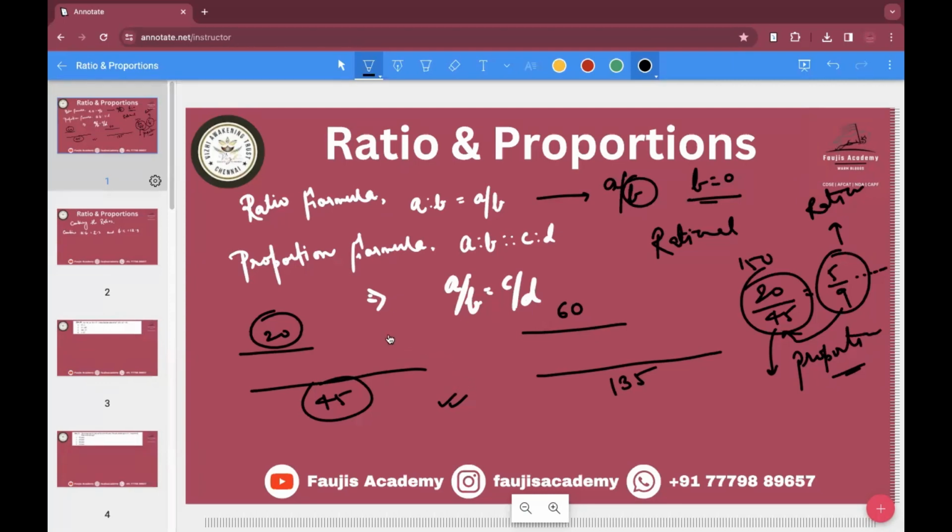So in this case, it's 4/9, guys. It's 4/9 over here. And now when you solve this, how much is it? It's 60 by 135. It's 12 divided by 27. And how much is that?